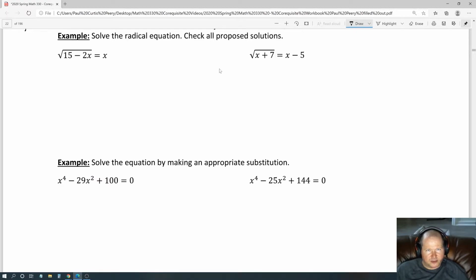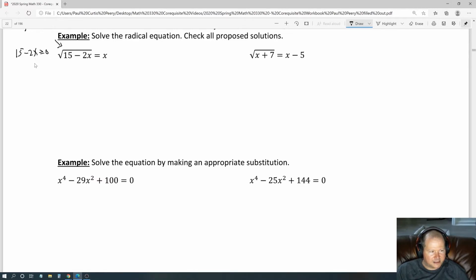Example, solve the radical equation. Check all proposed solutions. Okay, now basically, there's a limitation on the domain on this one. We'll go into this in more detail later on, but basically whatever's underneath this radical, the radicand, has to be, in this case, greater than or equal to 0.